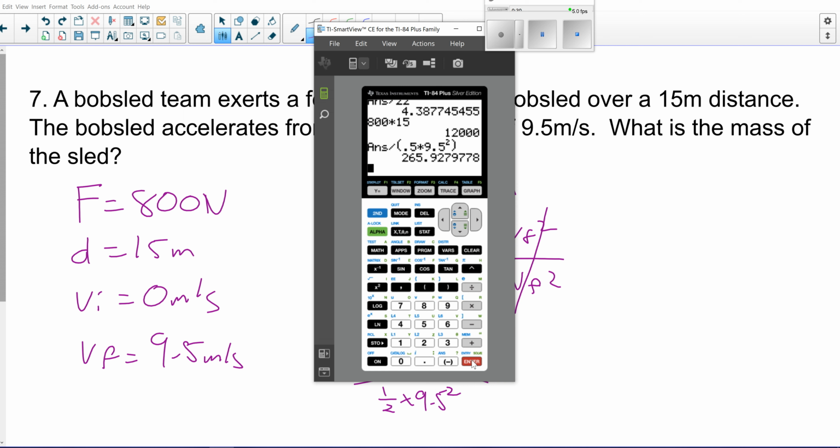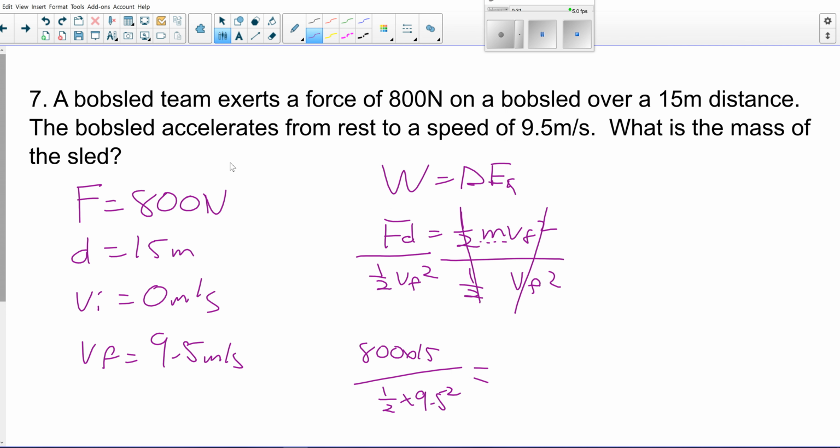So the mass of the sled is 266 kilograms, which is really heavy. It's more than 500 pounds. That's probably not the greatest. What's got people in it? Well, maybe there's a couple of people in it. Good call. Because it's a 4-man bobsled team, and there's already 2 people in the sled, and it's just the last 2 guys pushing. Because otherwise, that's really heavy.